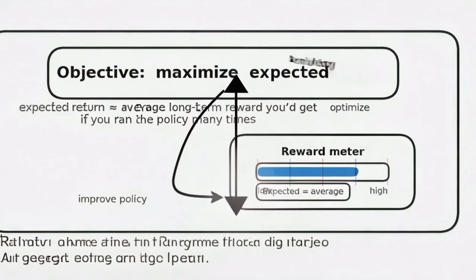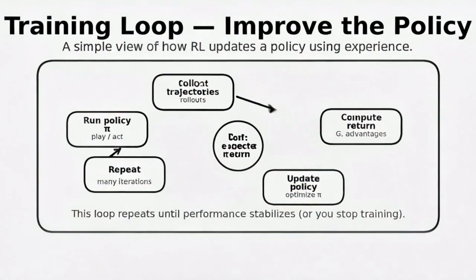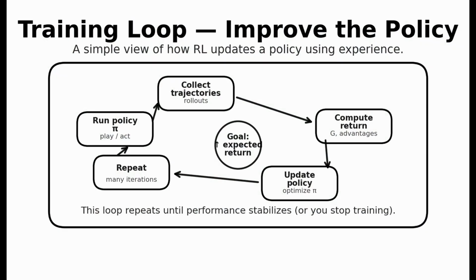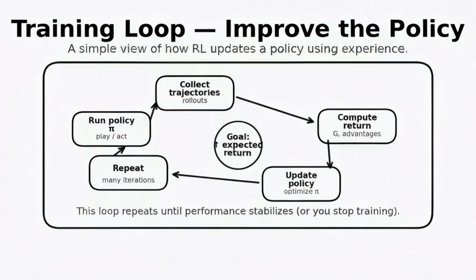So the policy is what we change during training. The return is what we want more of. The objective is the sentence that connects them: find a policy that gets high return. This is the foundation of basically everything. Value-based methods, policy gradient methods, actor-critic methods. They're all ways of improving a policy to maximize expected return.